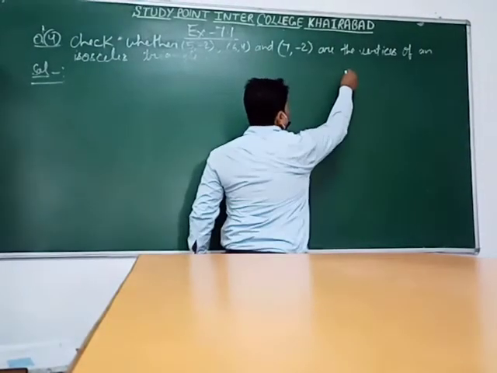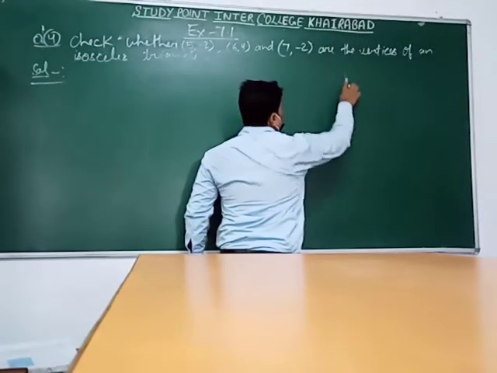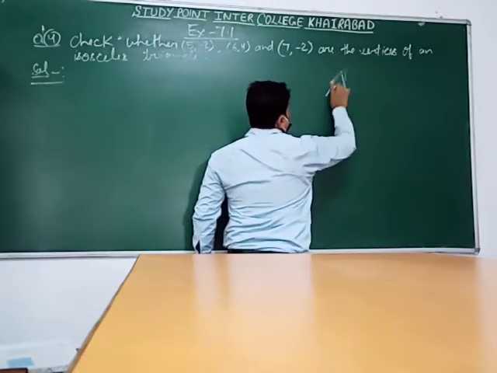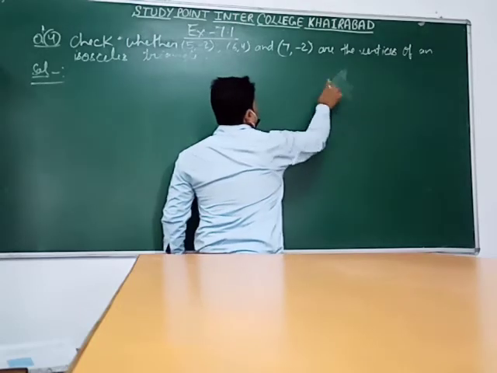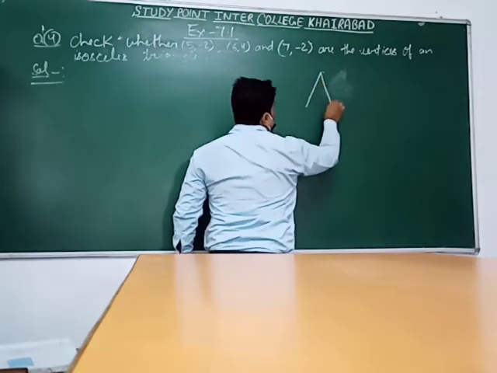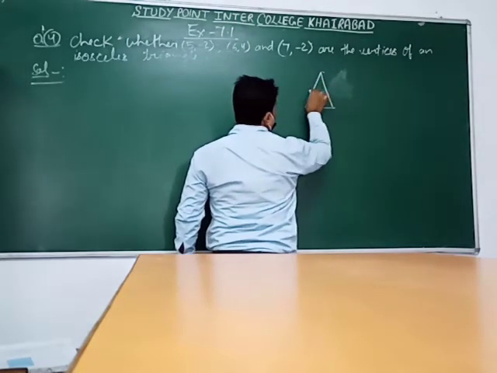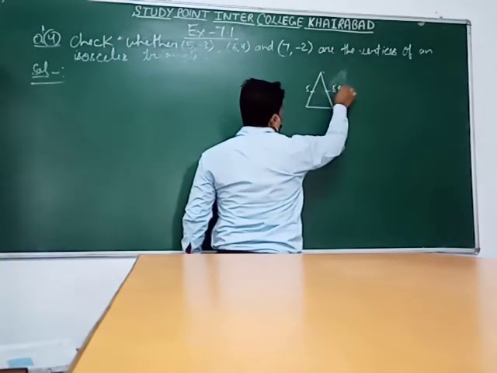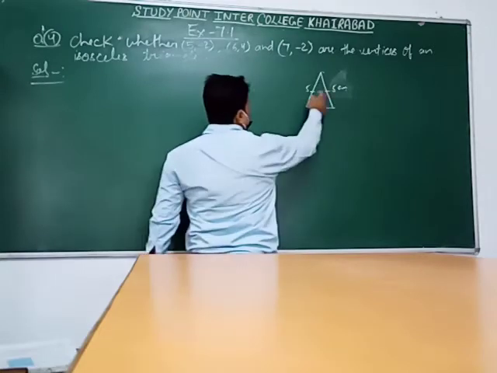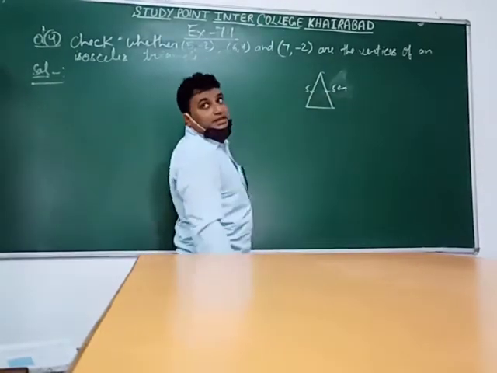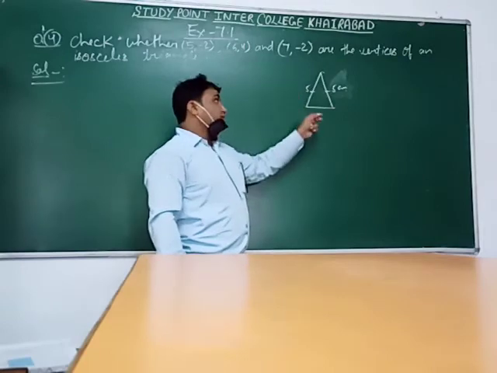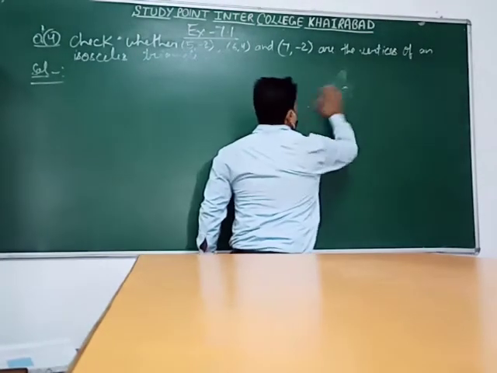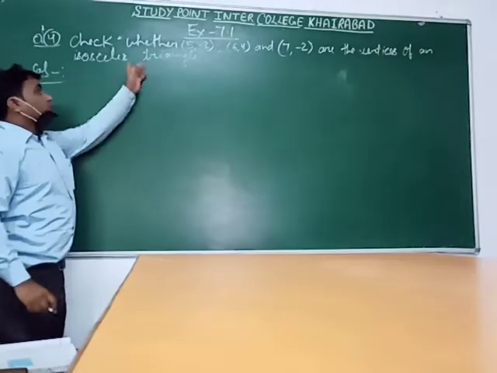An isosceles triangle is a triangle of which two sides are equal. Suppose this is the triangle whose this side and this side are equal. Suppose this is 5 centimeter and this is also 5 centimeter. So this is an isosceles triangle. So how will we solve?